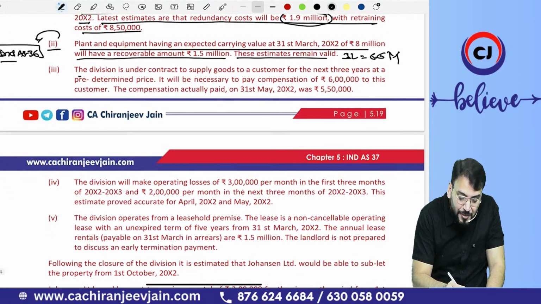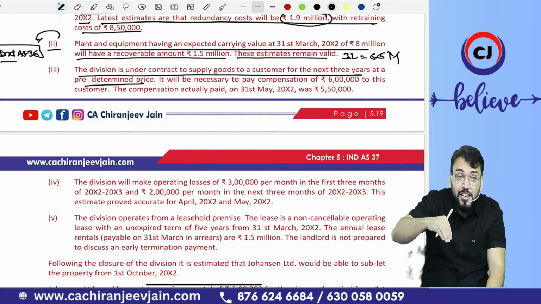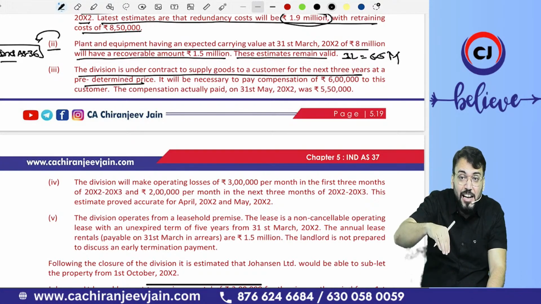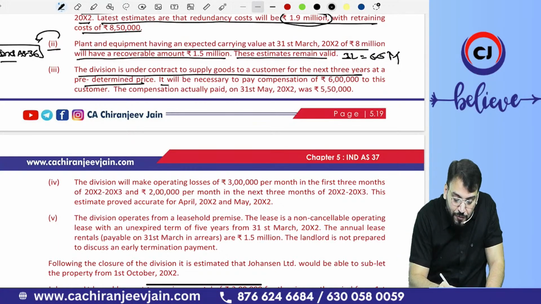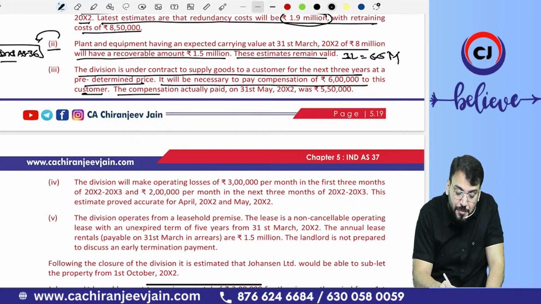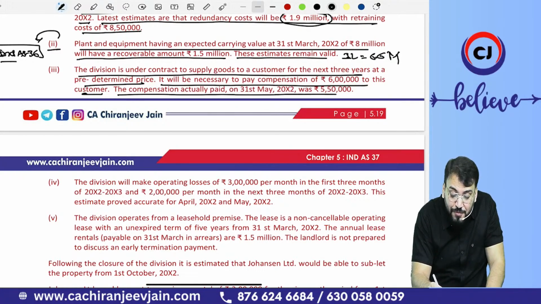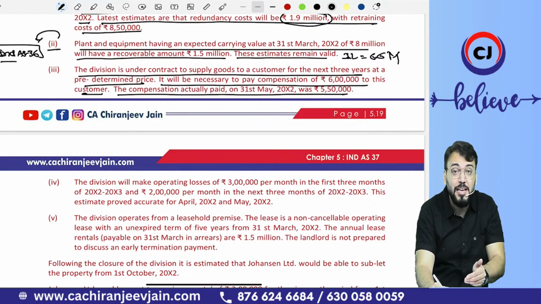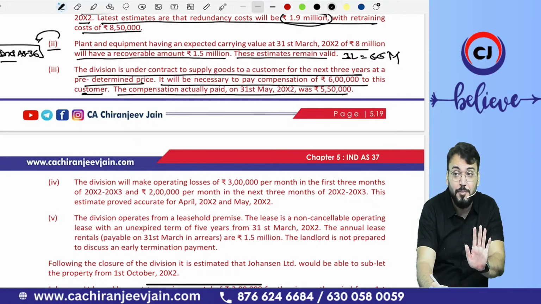Now the division is under a contract to supply goods to a customer for the next 3 years at a predetermined price. So they are under an executory contract. It will be necessary to pay compensation of 6 lakh to this customer. The compensation actually paid on 31st May 2002 was 5 lakh 50,000. This 31st May can be before approval of the financial statements also.